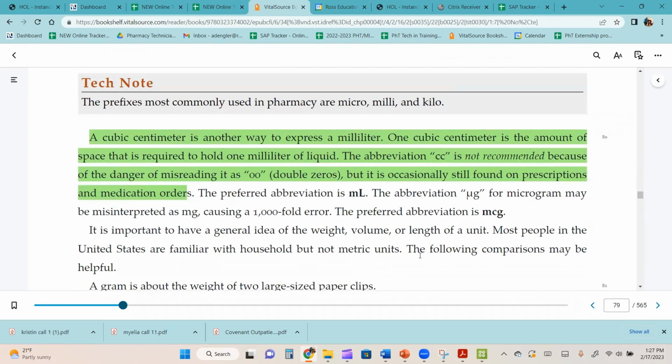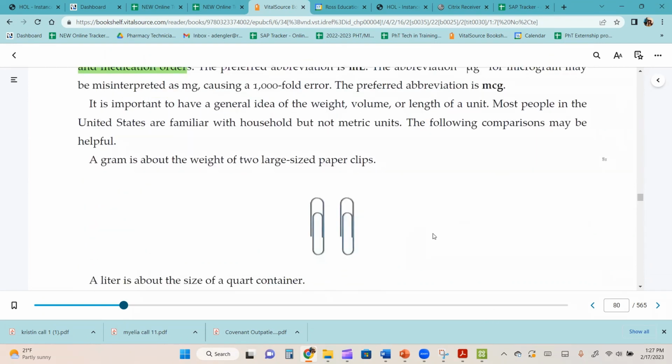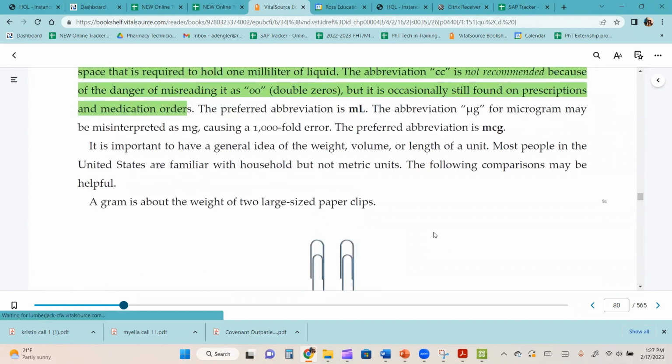So the most commonly used prefixes in pharmacy are micro, milli, and kilo. A cubic centimeter is another way to express a milliliter. 1 cubic centimeter is the amount of space that is required to hold 1 milliliter of liquid. The abbreviation CC is not recommended because of the danger of misreading it as 00, but it is occasionally still found on prescriptions and medication orders. The preferred abbreviation is milliliter, so pay attention to that.